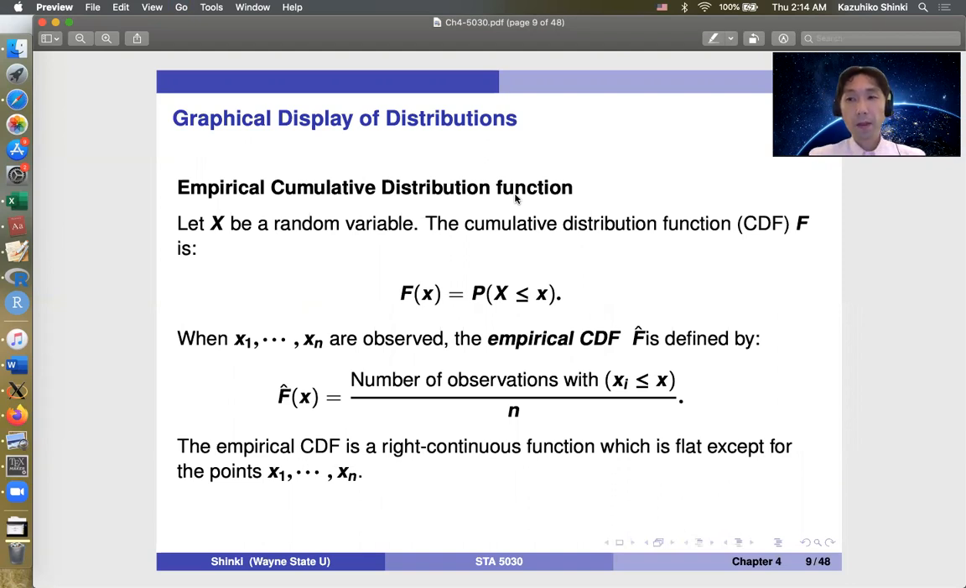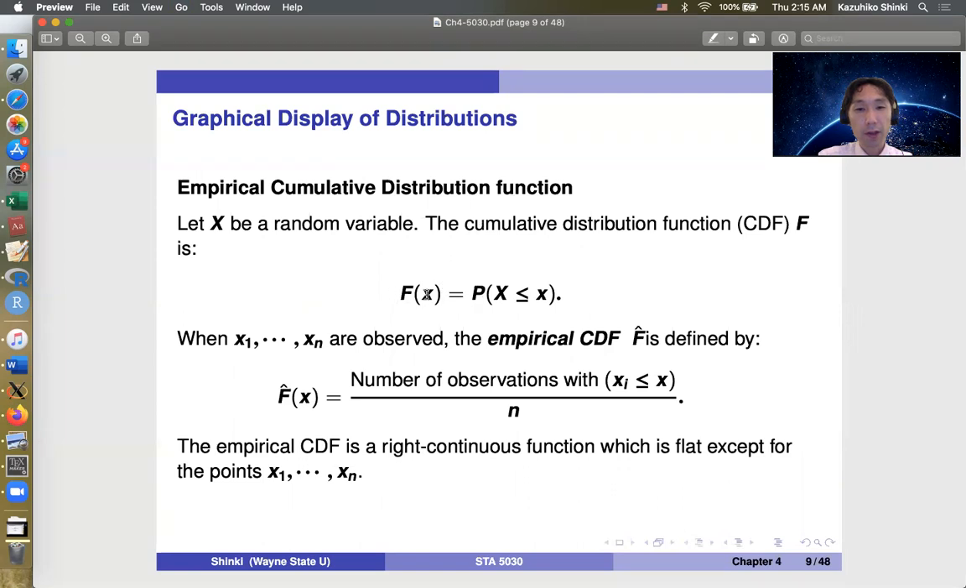Hi everyone. So we continue chapter 4. The next topic is the empirical cumulative distribution function. This is one of the most important concepts in this chapter. Basically, we are thinking about the cumulative distribution function.